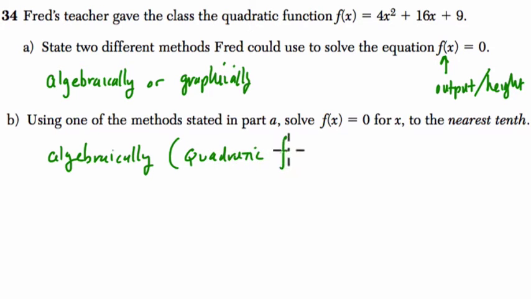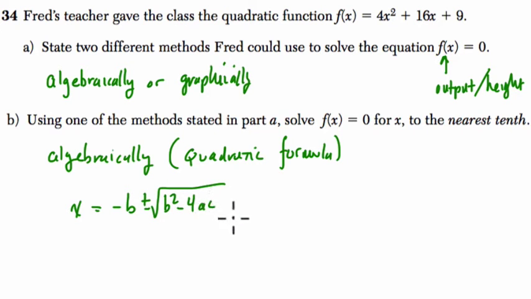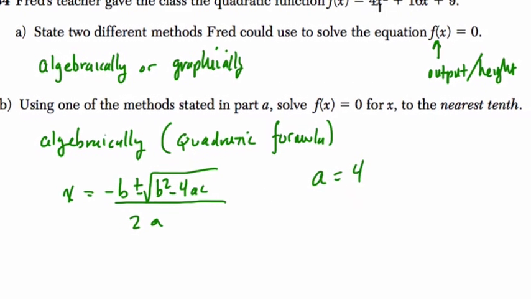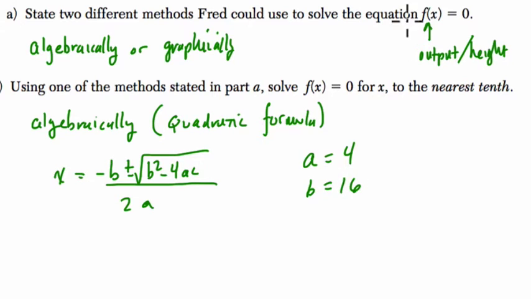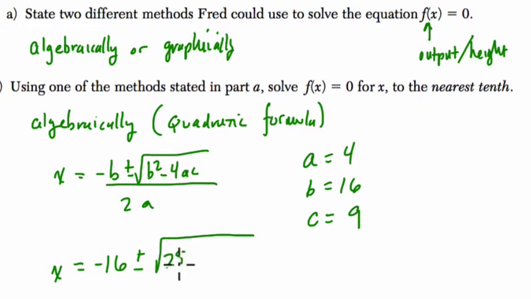Now, this formula is given to you on your reference sheet on the exam, but essentially the formula is that x will always equal negative b plus or minus the square root of b squared minus 4ac, over 2a. And in our case, a is 4 because it's the coefficient of x squared, b is 16, the coefficient of x, and c is the constant 9. We plug these numbers in, and x equals negative 16 plus or minus the square root of b squared, 256, minus 4 times a times c, which is 16 times 9, which is, I believe, 144.